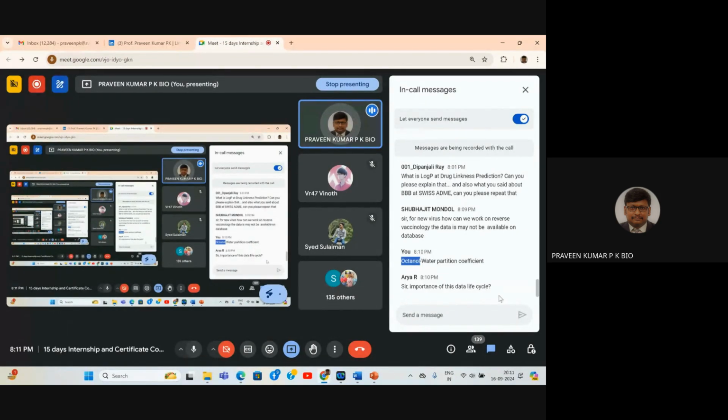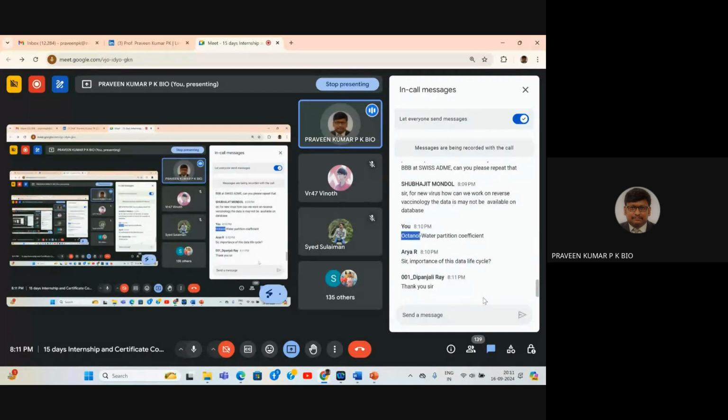Importance of the data life cycle. The importance is like if you create a database. Till now, I just showed you how to go with chemoinformatics databases. You remember I showed you NCBI, PubChem, ChEBI. These are the databases already established. These are public domain databases. But if you want to create a database, one should understand the data lifecycle in pharmacogenomics database management.